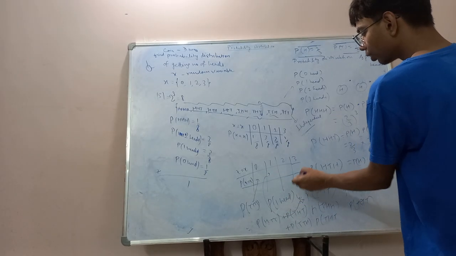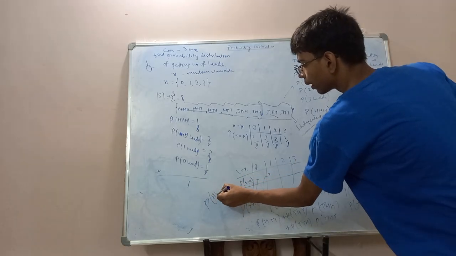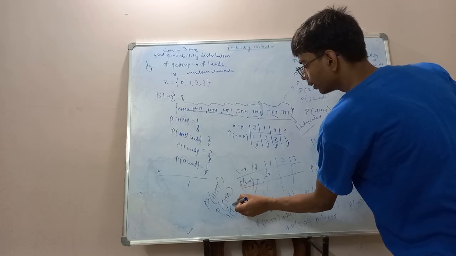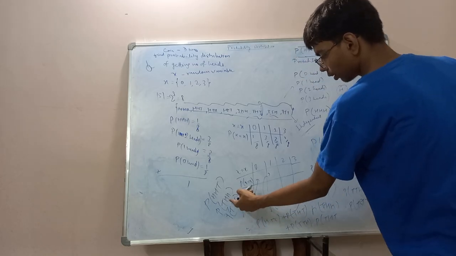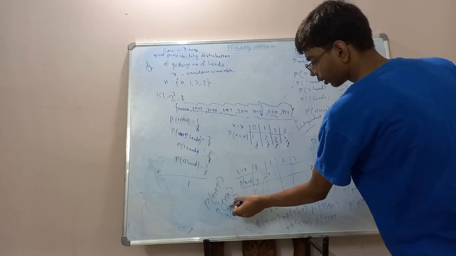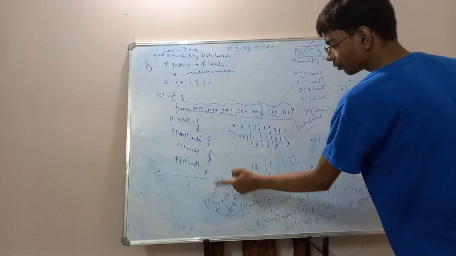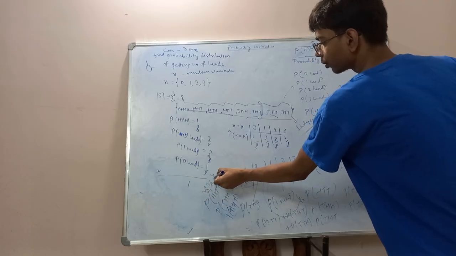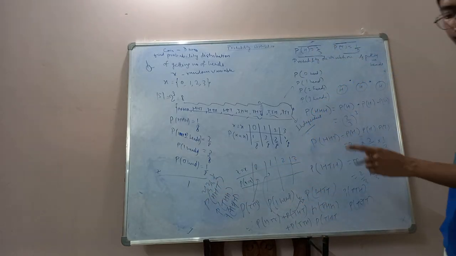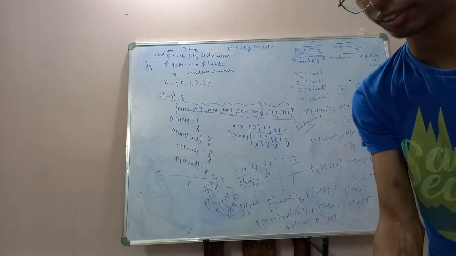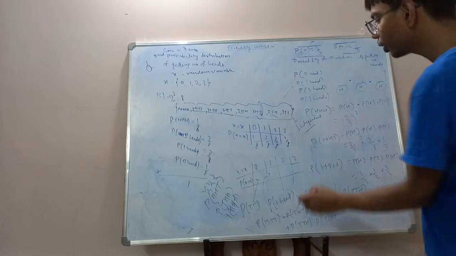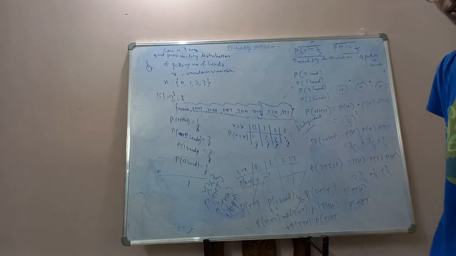Then similarly for 2 heads, it will be P of HHT plus P of THH plus P of HTH. It will be 4 by 27, 4 by 27, 4 by 27. Why? For this 2 by 3, for this 2 by 3, and for this 1 by 3. So it will eventually be 12 by 27. This is how you make the probability distribution for this. Now moving on to the next question, I am erasing this.